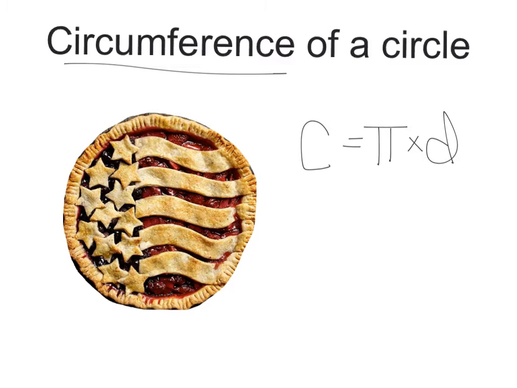Or another way you can think about this one is the crust is equal to the pie dough. My crust goes around my pie, so that's the circumference. And in order to get that crust, or your circumference, you're going to use the pie dough, or pi times diameter.